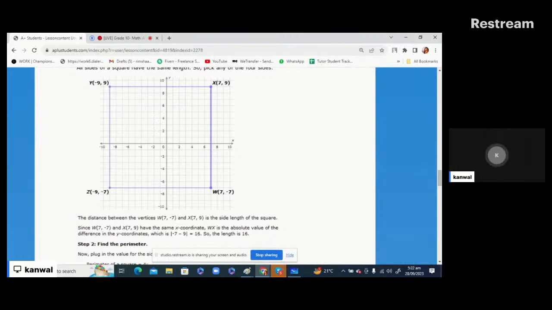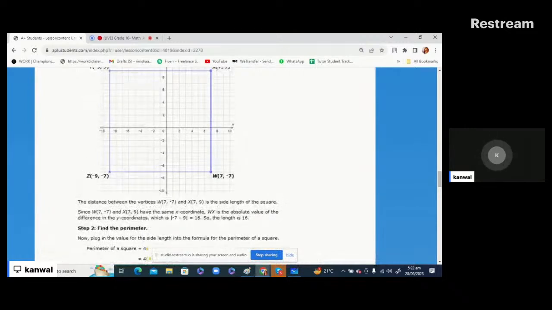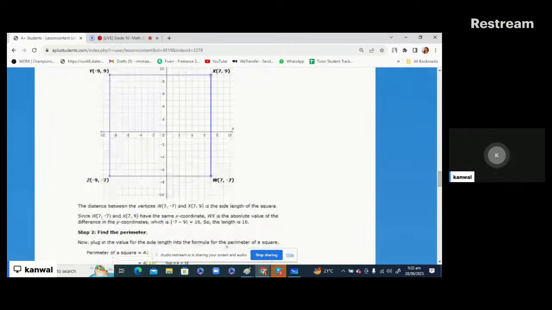For the x, these both are positive, and for the y, for the w this is 7 and minus 7. So wx is the absolute value of the difference in the y coordinates, because look here, the x values are the same, this is 7, that is also 7, but the y values are different, because it is 7 and that is minus 7. When we find the absolute value, the answer is always positive, so we just need to take only the positive value. So here is minus 7, then minus 9, so what's the answer, which is 16.